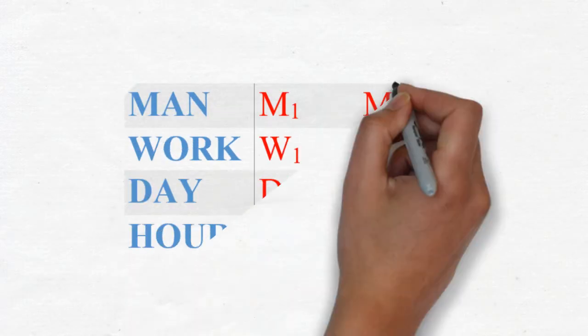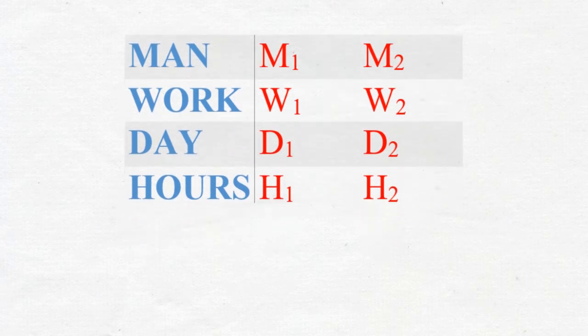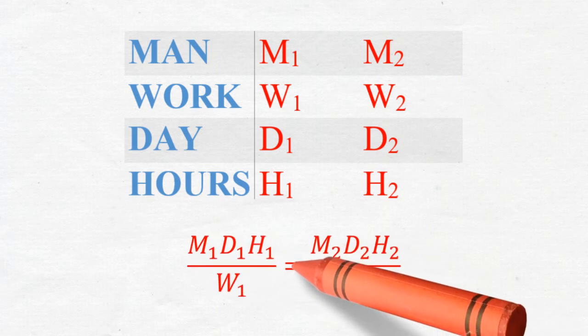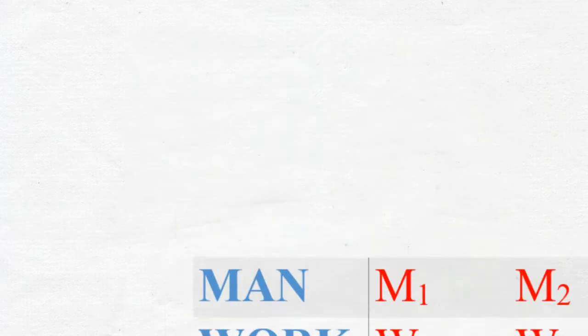Now suppose M1 men can do W1 work in D1 days working H1 hours per day, and M2 men can do W2 work in D2 days working H2 hours per day. Then M1 D1 H1 divided by W1 equals M2 D2 H2 divided by W2. How can we reach this equation? Well, here is the solution.